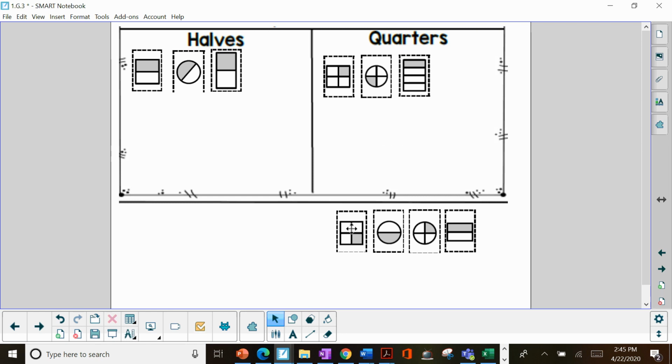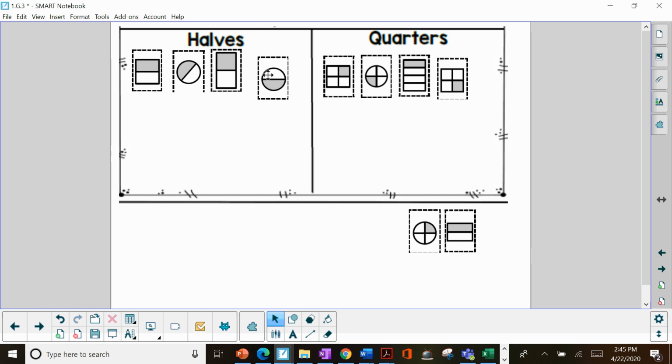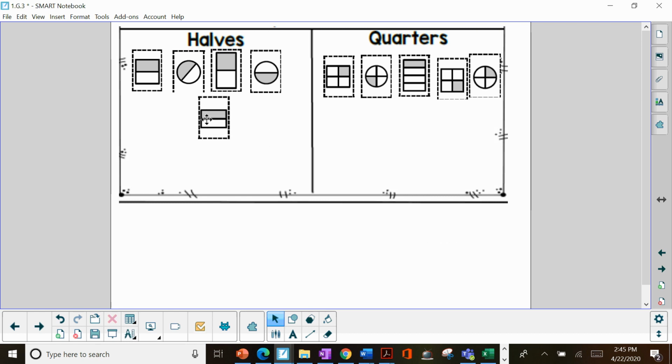This is partitioned into 4 equal parts or shares, so that's going to go into quarters. This is divided into 2 equal shares, so that's going to go into halves. This is divided into 4 equal shares, so that's going to go into quarters. And this is divided into 2 equal shares, so that's going to go into halves.